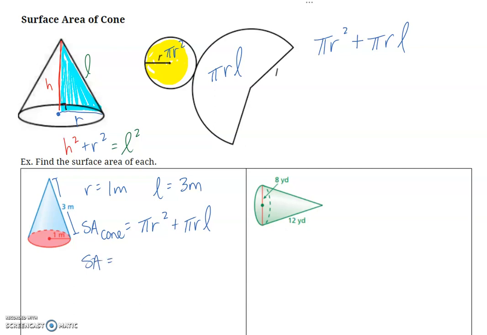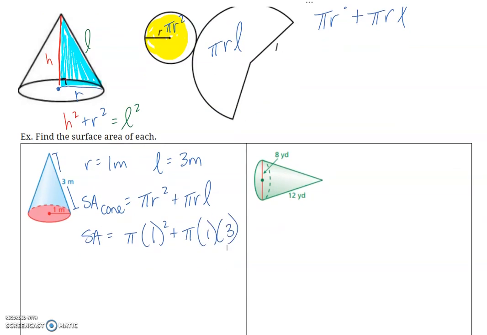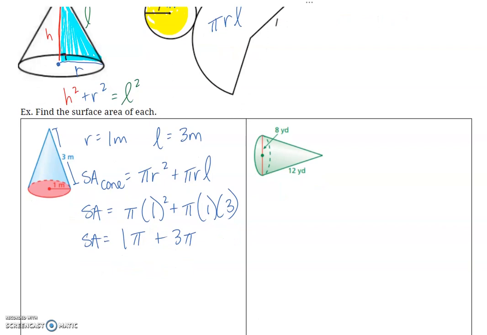So I'm going to substitute into the formula surface area of a cone, pi r squared plus pi rL. So surface area is going to be pi times the radius is 1 squared plus pi times the radius times the slant height. Simplifying down, that's going to be 1 pi. Well, 1 times 3 is 3 pi. And then you can kind of add these, like if you're adding 1x plus 3x, you get 4x. Same thing for these pi's, right? You have to add the numbers in front. So my surface area is going to be 4 pi.